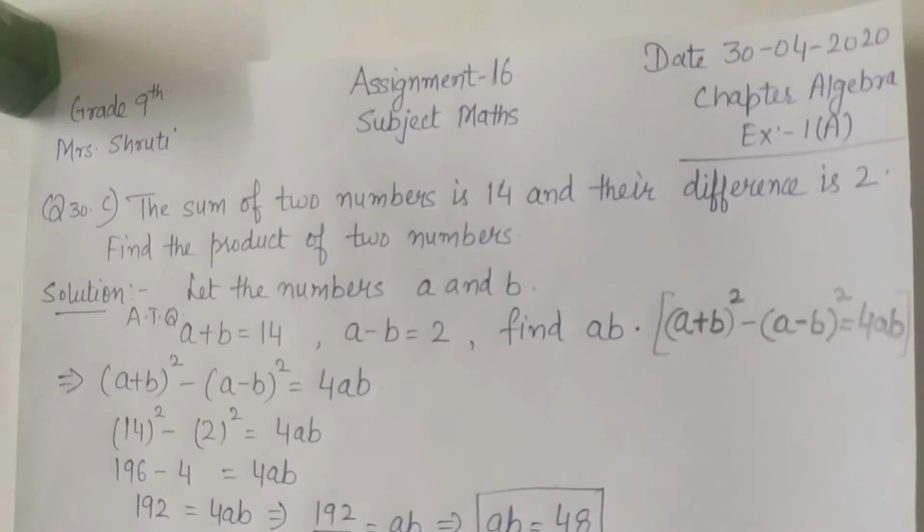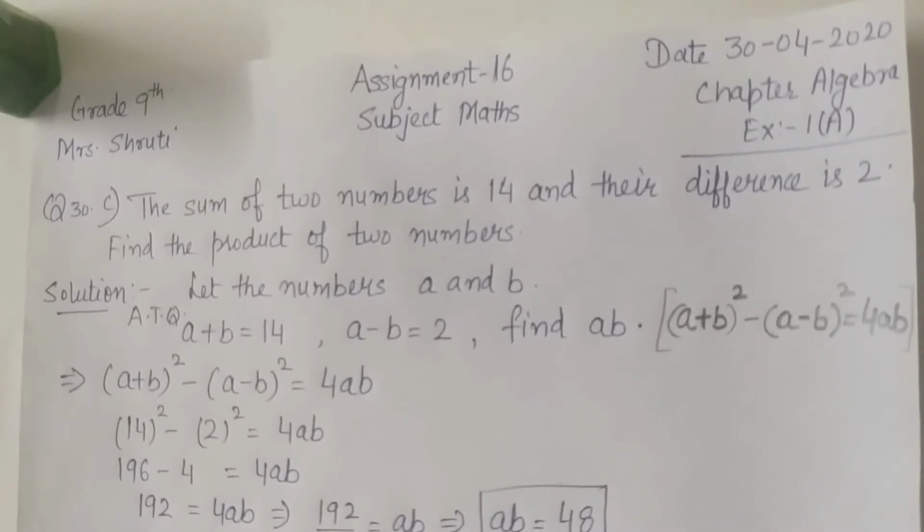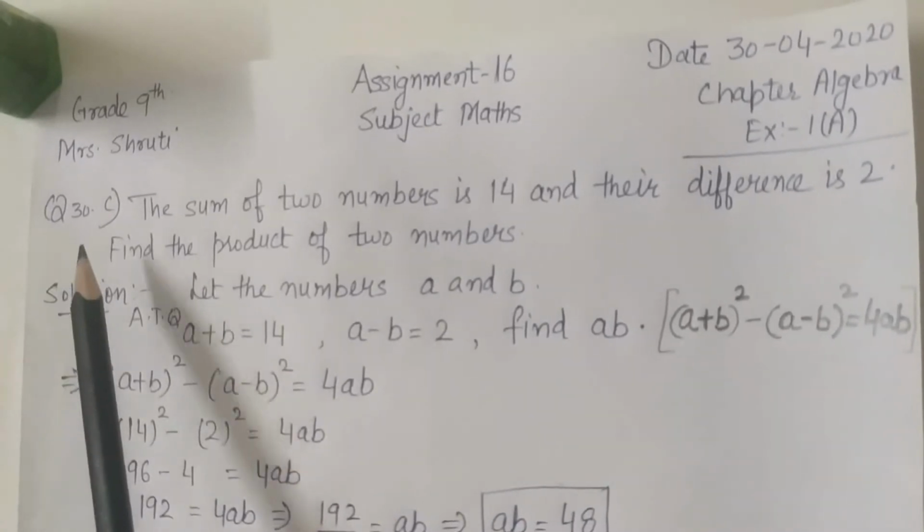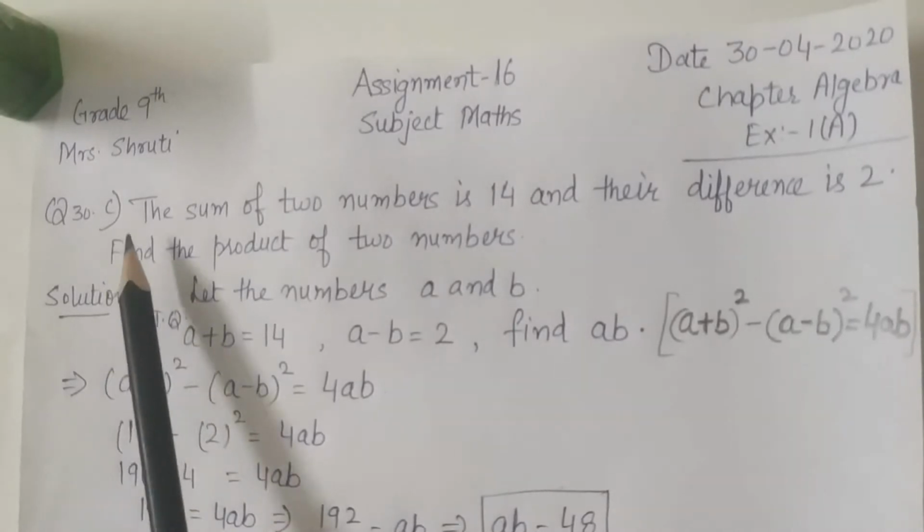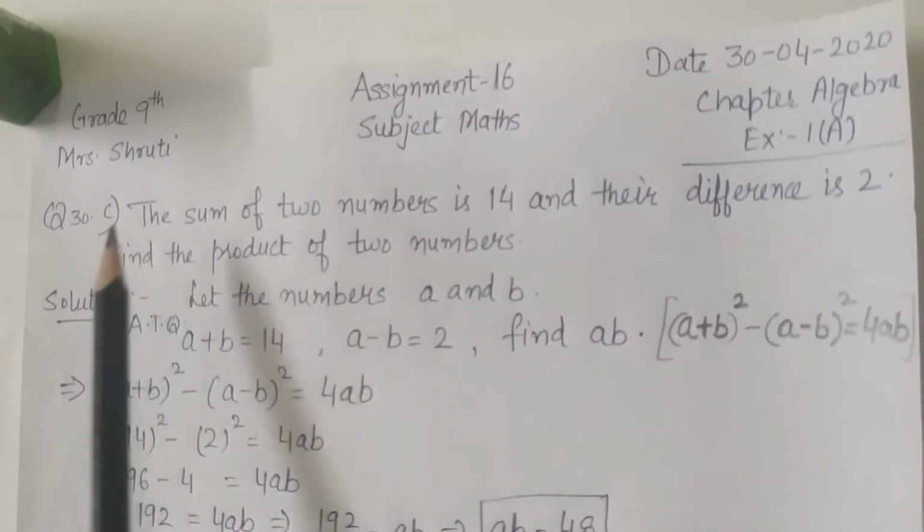Exercise 1.1 is going on. Now look at question number 30, the C part. The A and B parts we did yesterday. So look at the C part.